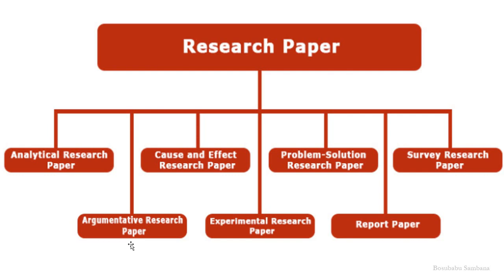The 7 types in sub-areas, with sub-areas and main areas all collected together, total 36 types of papers. Mostly 7 papers, and it consists of remaining papers. Totally 36 types of papers are there. Mainly we are following 7 papers. First one, analytical research papers, cause and effect research papers, problem solution research papers, survey research papers, argumentative research papers, experimental research papers, and report papers.